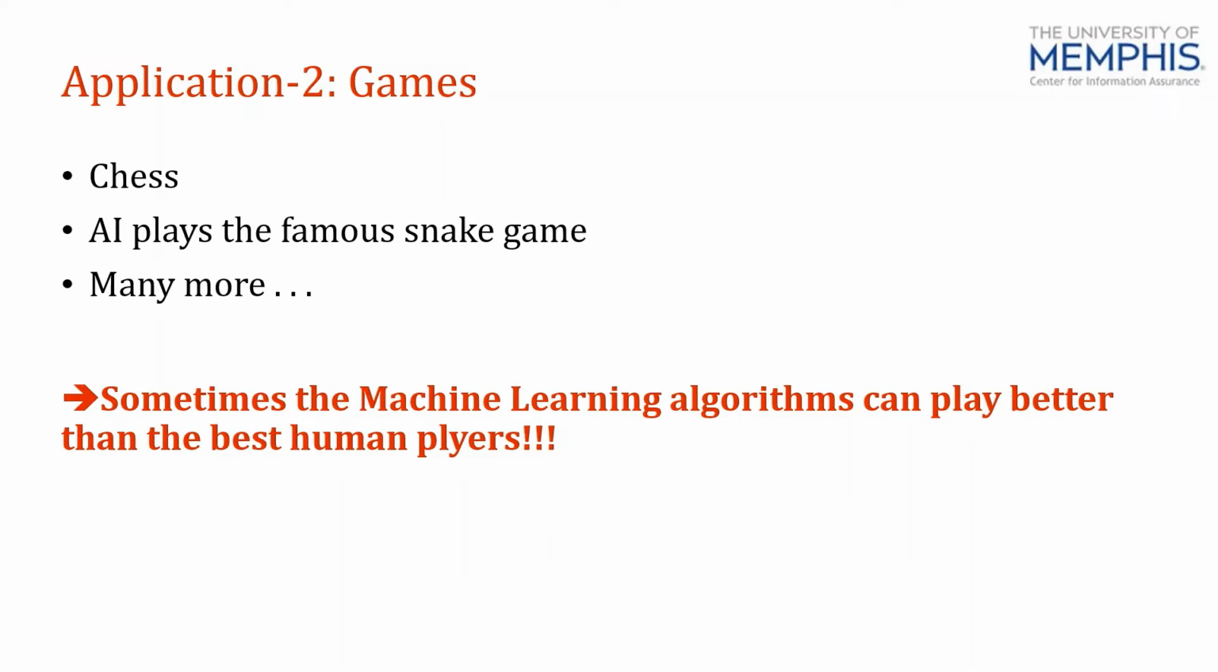The second very famous application of AI and machine learning is games. Plenty of games use AI and machine learning, and some of them can be played well by machine learning algorithms. For example, chess is a very good example of that. Then the snake game. We can even quickly build a Python module for playing the snake game. Apart from that, there is AlphaGo, and many other applications can be found over the internet. It is true that in many cases, we can unequivocally say that machine learning can play much better than the best human players available.